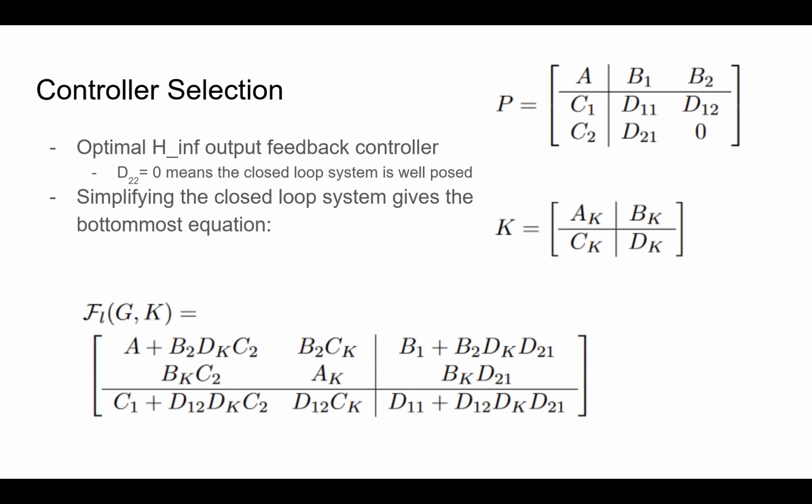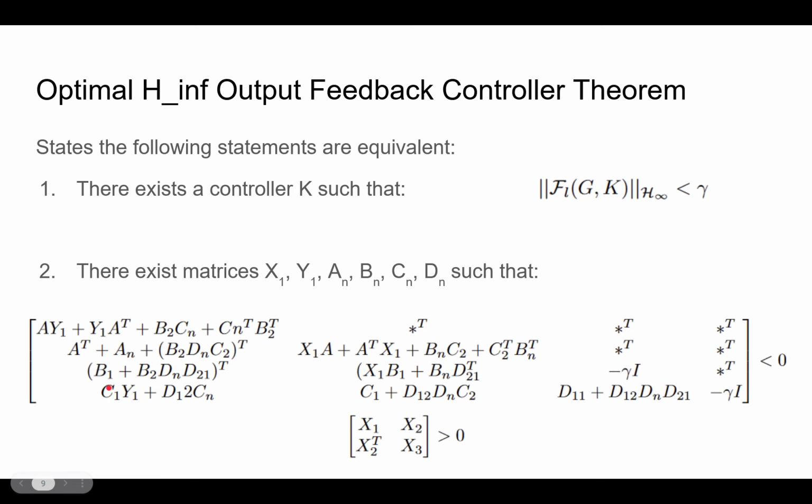But as you can see over here, for my plant and controller, my D2 is equal to 0, so that means the system is well posed, so that means it automatically gains stabilizability and I believe it's called detectability. But in any case, I opted to go for the optimal H-infinity output feedback controller, and here is my interconnection right here. And here is my theorem, or the theorem states that we have to solve this LMI to find the most optimal controller. And to solve the LMI, we have to minimize gamma.